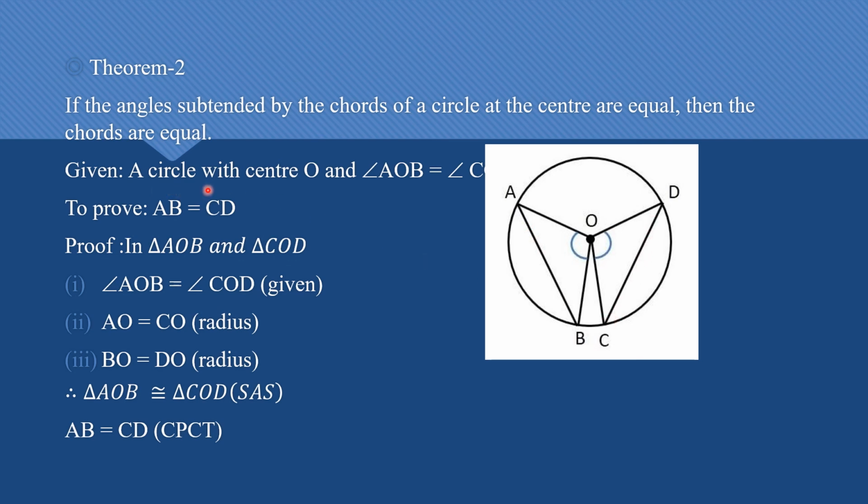Consider the two triangles, triangle AOB and triangle COD. We are given angle AOB is equal to angle COD. Second condition, AO is equal to CO, radius of the circle. BO is equal to DO, again radius of the circle. Using SAS congruence, we can write triangle AOB is congruent to triangle COD. Therefore, AB is equal to CD using CPCT.